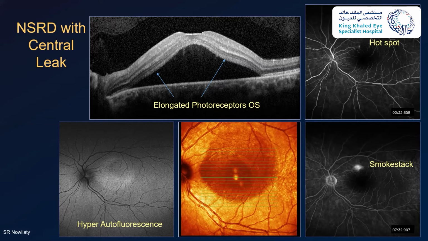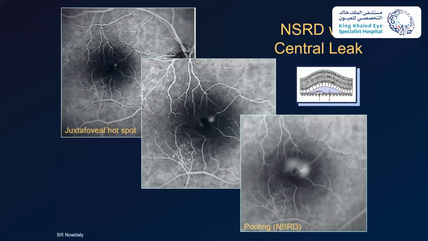Okay, if you do autofluorescence, you may see in the bleb of the neurosensory retinal detachment a little bit of hyper-autofluorescence. This is because all those fluorophores that are coming out from the discs are stagnating in the neurosensory retinal bleb, and the RPEs are unable to take care of it.